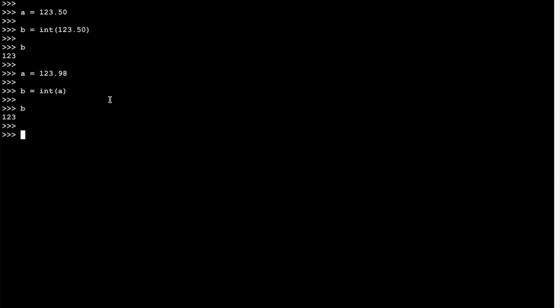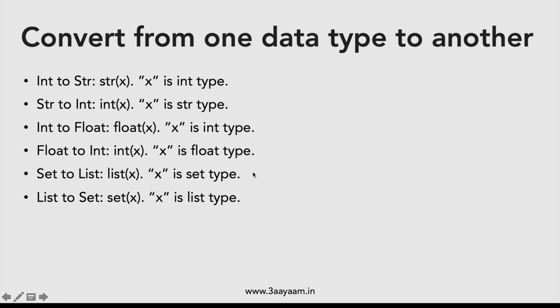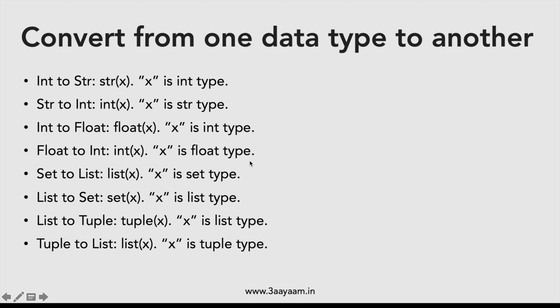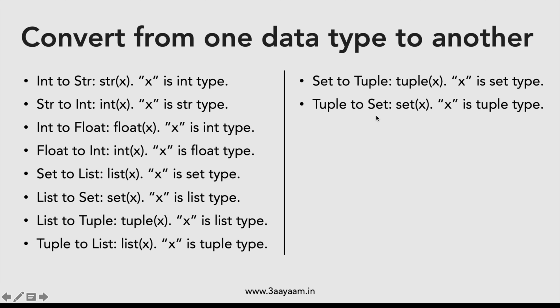So the other way around is also true. Let's say I have 123.45. So let's say I have an integer 123 and I want to convert it to float. That can also be done. So now a would be a float type and it is 123.0 because it has to be float. Similarly, I can convert it to other data types also, like set to list and list to set, and then list to tuple, tuple to list, and then set to tuple, tuple to set. So these are the various conversion methods that we have.